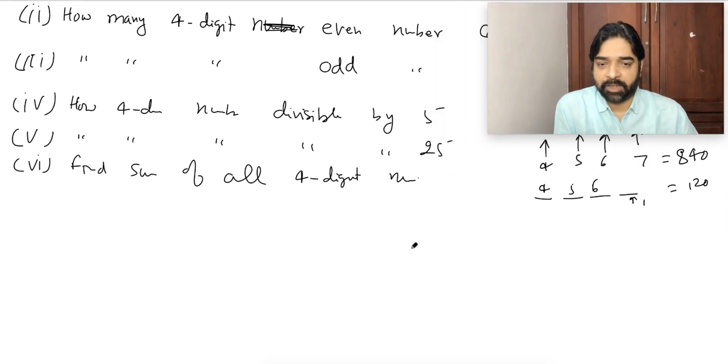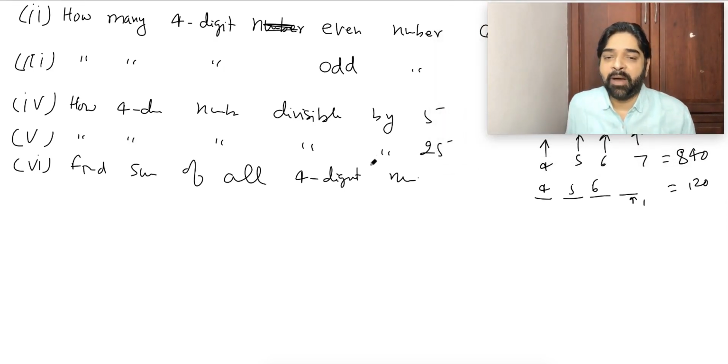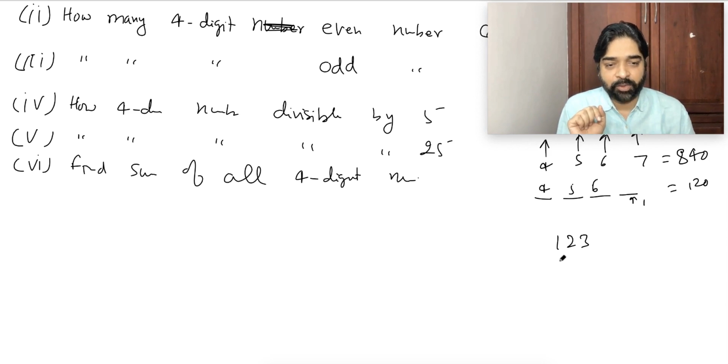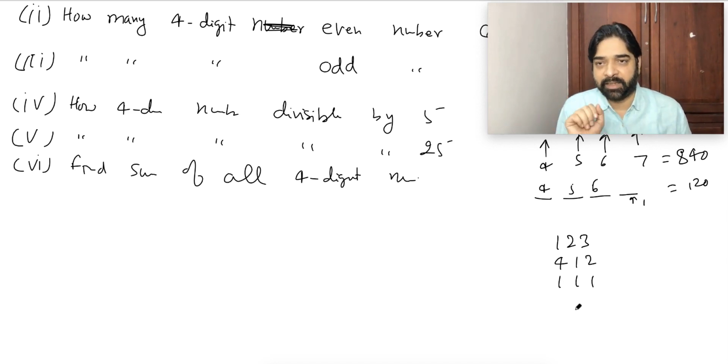Let's try to do the last bit. Find the sum of all 4-digit numbers. First thing is, why are we not able to do it with the actual method? Think about how we do addition. If I say I have to add 1, 2, 3, 4, 1, 2, 1, 1, 1, something like this, this number I have to add.